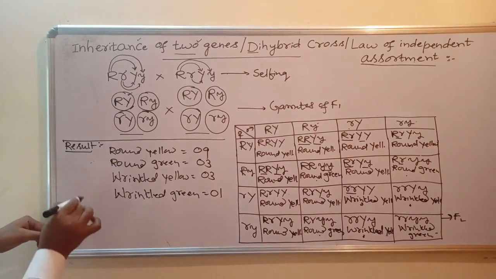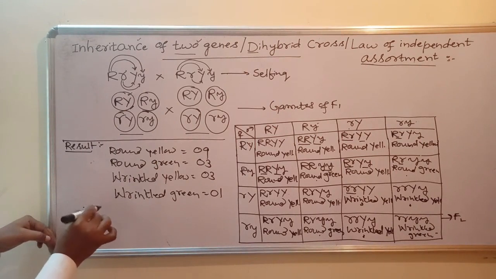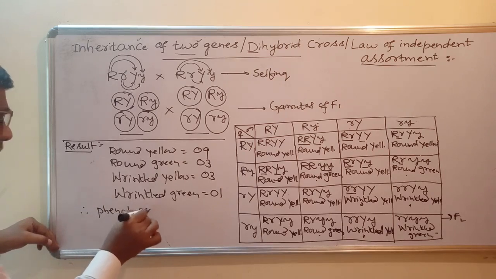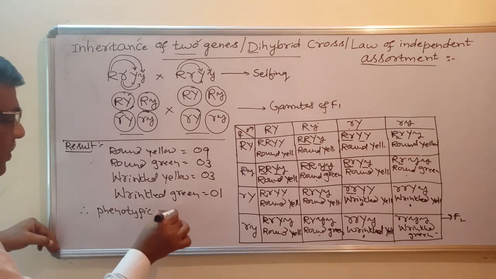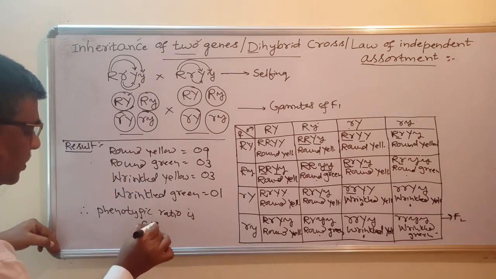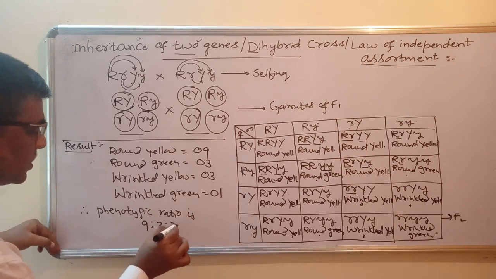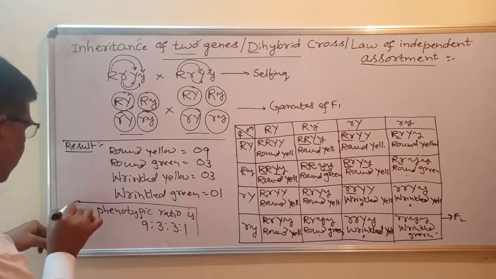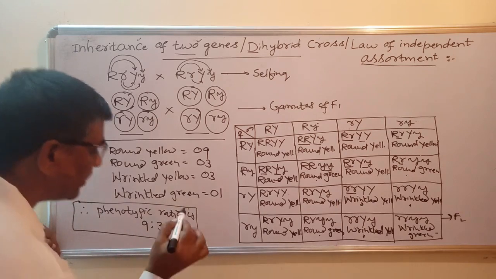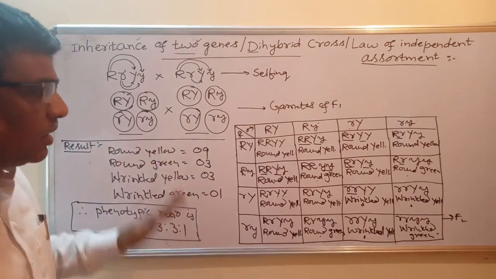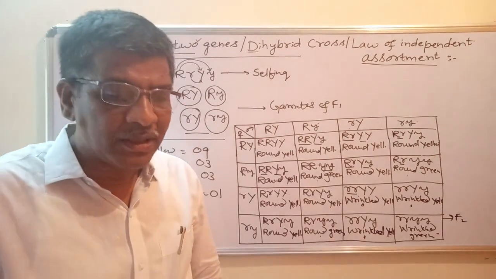Therefore, the dihybrid phenotypic ratio is 9:3:3:1. This ratio is very important from the point of view of examination. If you write this ratio, you will get 1 mark. So this is all regarding dihybrid cross.